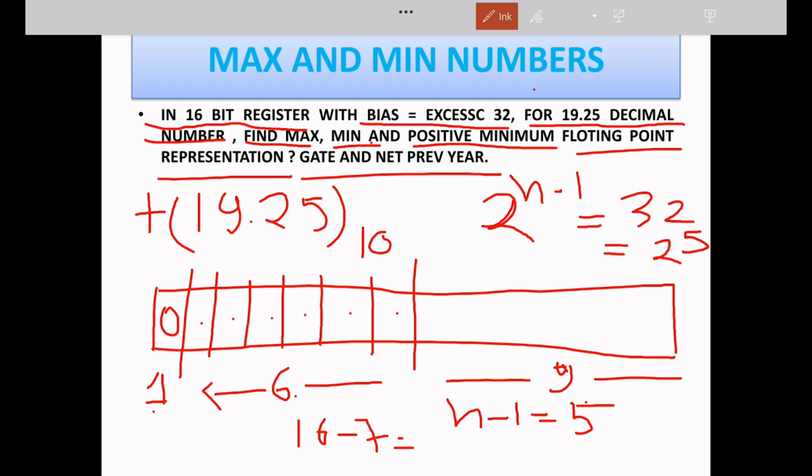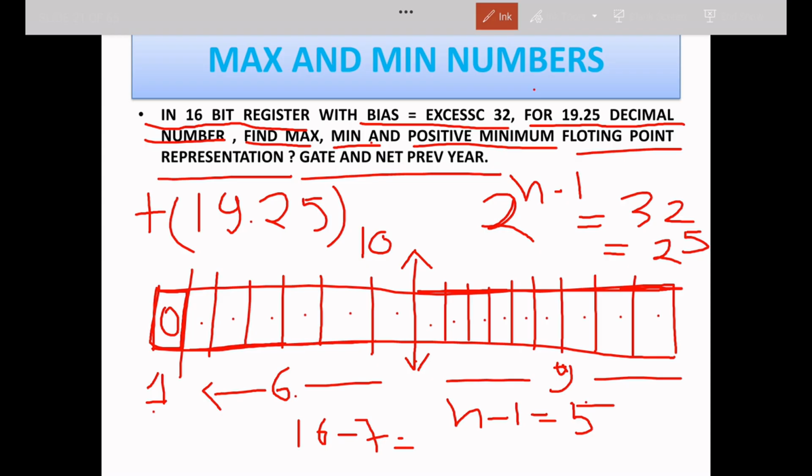Now the total number of mantissa bits is 9: 1, 2, 3, 4, 5, 6, 7, 8, 9. So this one is the mantissa, this one is the exponent, and this one is your sign bit. So this is the floating point representation. How to find the lengths of the exponent and the mantissa, we discussed.